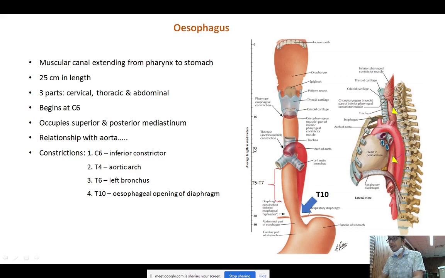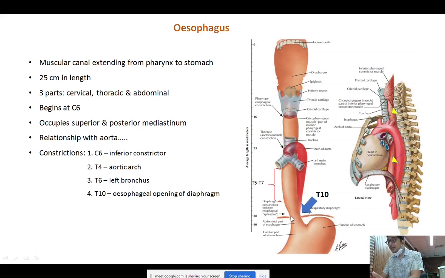Then another constriction at around the T4 level, where it is crossed by the aortic arch, about 23 centimeters. A little down, about 25 centimeters, there is another constriction because of the left bronchus, the left bronchus going like that. So the trachea is not coming exactly in the center in this picture, it is a little off. The trachea should be a little to the right. So only the left bronchus is coming like that, causing an indentation or constriction at about 25 centimeters, at the level of T6.